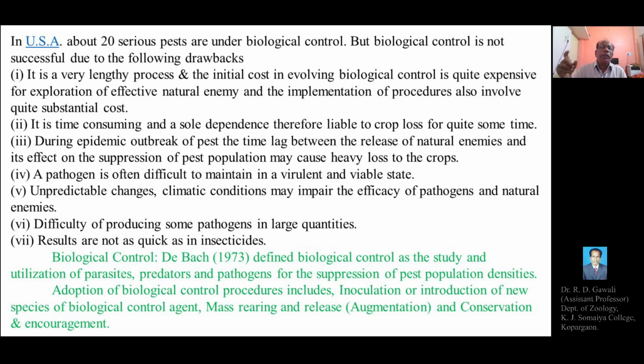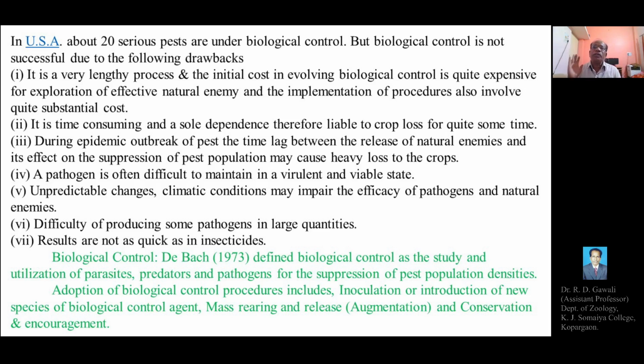Then, during epidemic outbreaks of the pest, the time lag between the release of natural enemies and its effect on the suppression of the pest population may cause heavy loss to the crops. So sometimes there may be a sudden attack of the pest from outside, from different countries, foreign regions or different habitats.